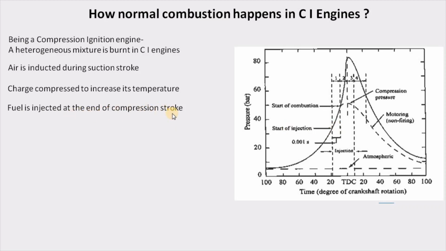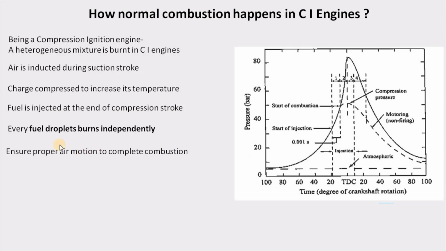Fuel is injected at the end of the compression stroke, and this fuel goes into the combustion chamber in the form of droplets, and every droplet is going to burn independently in the combustion chamber. Unlike the homogeneous mixture in SI engines, where the complete homogeneous mixture was burning with the same flame, here every droplet is burning independently. That is the basic difference between combustion in a CI engine and an SI engine. We have to ensure that air motion is there so that all the droplets burn completely, and obviously the duration of injection should be according to the power requirement from the engine.